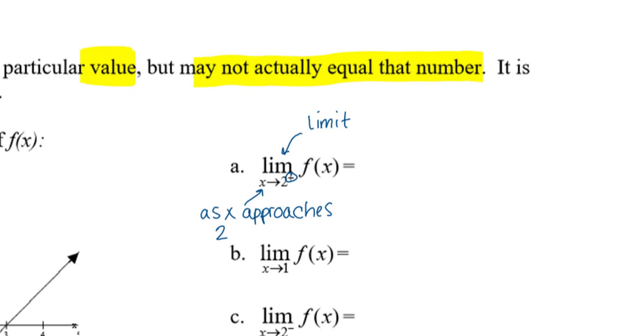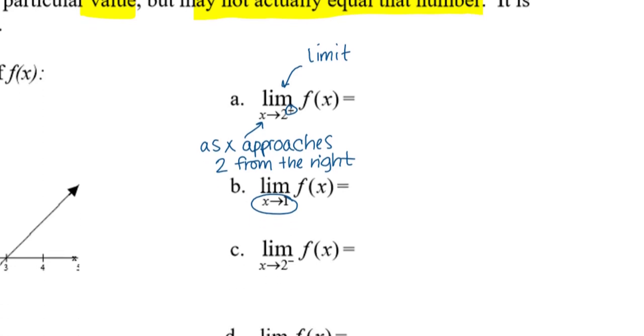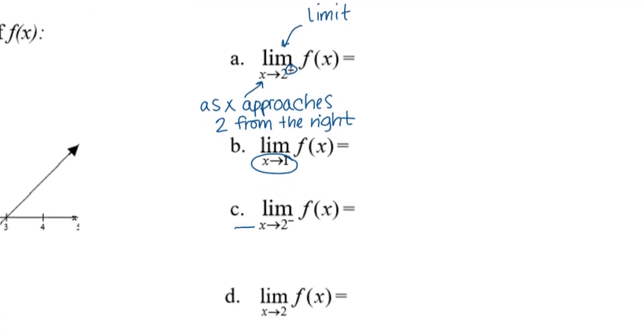But you see that little plus after the 2? That's going to give us the direction. Because it's a plus, we're going to say as x approaches 2 from the right. If there is no plus or minus, like in the x approaching 1 in question B, then we assume it's both from the left and from the right. If you look at question C, this one says as x approaches 2 from the left, because that minus after the 2 gives us that direction.